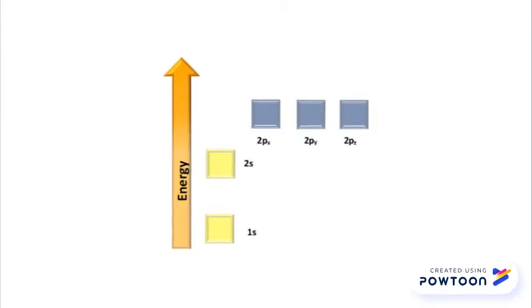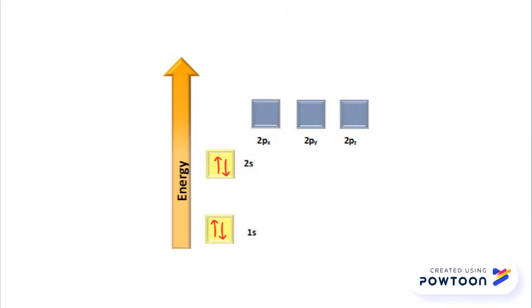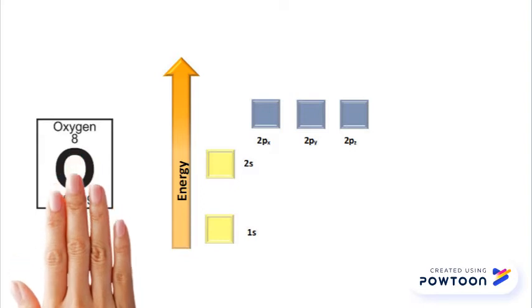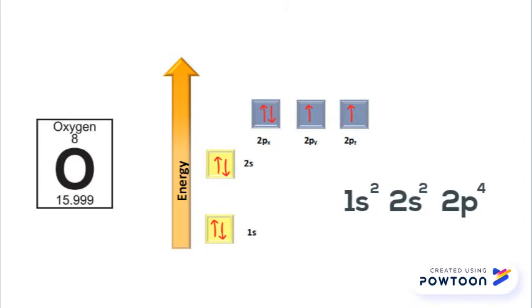For example, if we need to fill the 2p orbitals, we need to place 1 electron with spin up in each orbital before we can double fill them with spin down electrons. Let's write the electronic configuration of oxygen with 8 electrons. The first 4 electrons will fill the s orbitals. When we fill the p orbitals, we need to apply Hund's rule. Of course, Hund's rule will not make a difference if we write the electron configuration with letters.